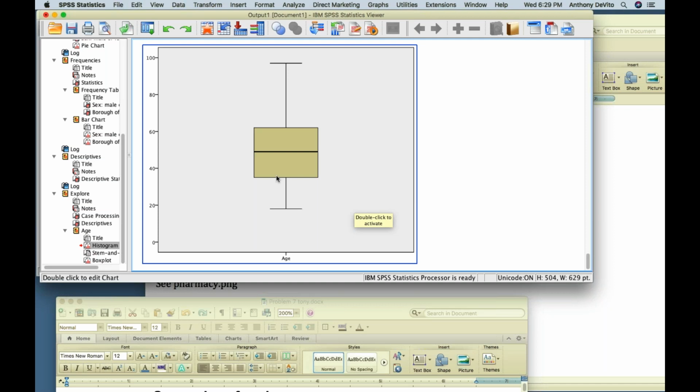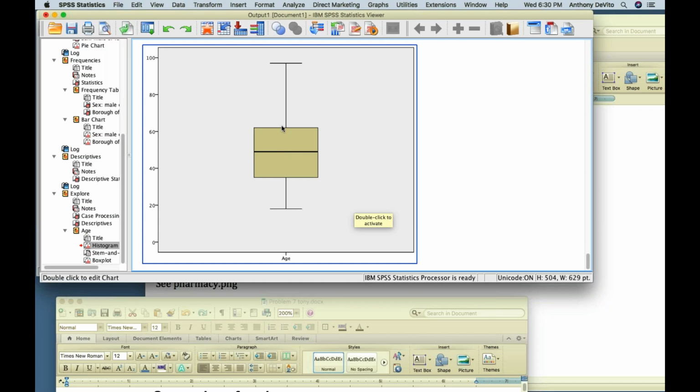The bottom of this box is the 25th percentile. Looking over there, it looks like that would be about 38. So 25% of the people are below 38. The solid bar is not the average, it's the median, the middle value. That's the 50th percentile, so half of the people are above 50, and the other half are under 50. The second quartile, the second 25%, are between 38 and 50.